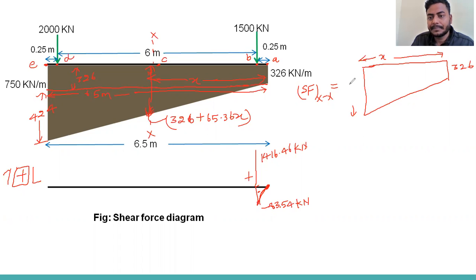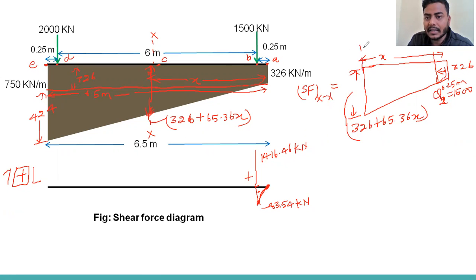Here, what is this value? In the expression we can write this value as 326 plus 65.36x. This is x, and here we are getting one concentrated load, Q2, which is equal to 1500, and this distance is 0.25. We are calculating shear force at this point on the x-axis, so we can write the general expression.